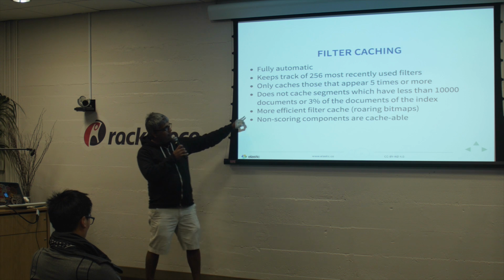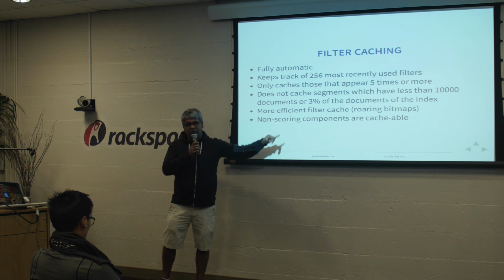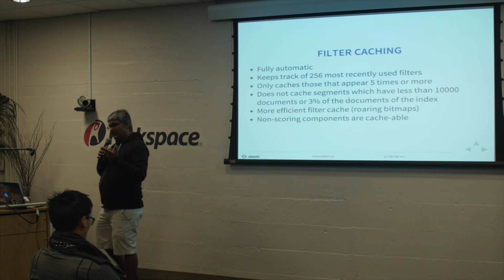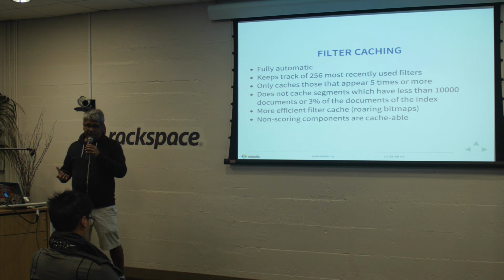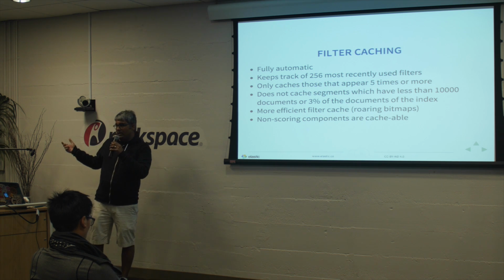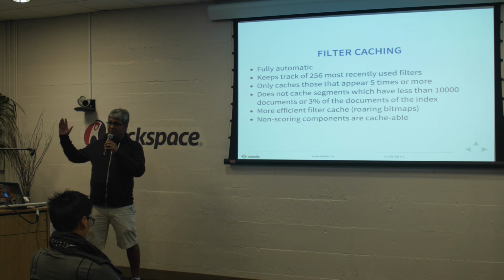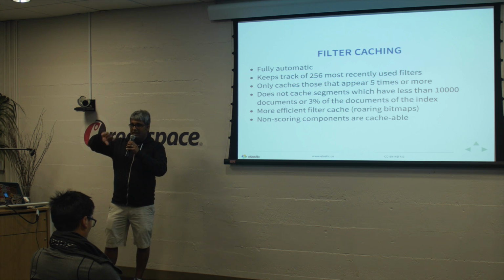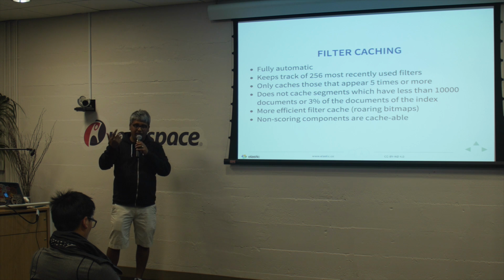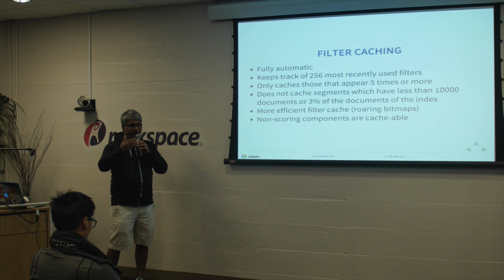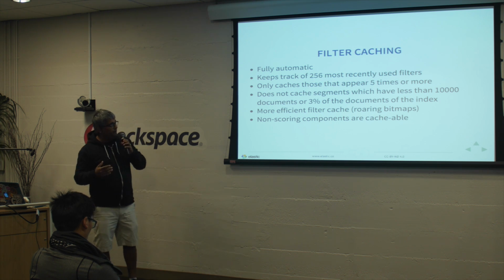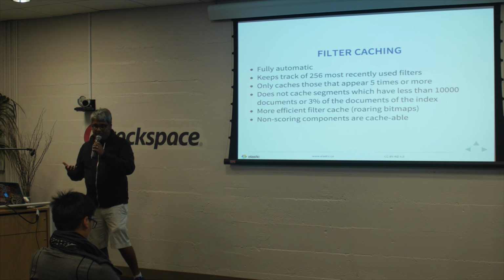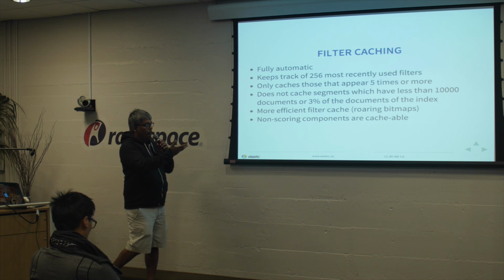And then another thing I'll mention is the data structure that we use to cache filters has changed. Earlier, the data structure was just a bitmap. So each bit position signified whether a document matched the filter or not. If the bit was 1, that means the document matched the filter. If it was 0, it didn't. What we've done is we've made it even more efficient than that. We're using roaring bitmaps.